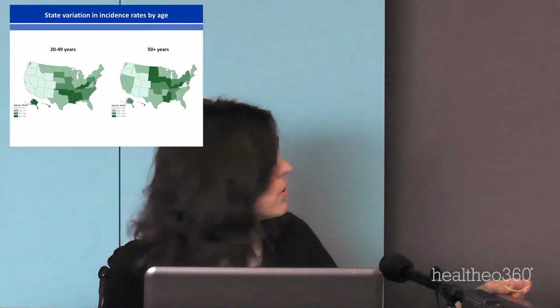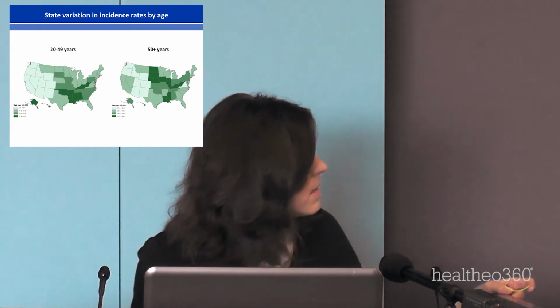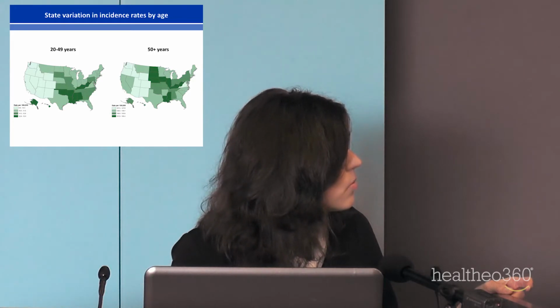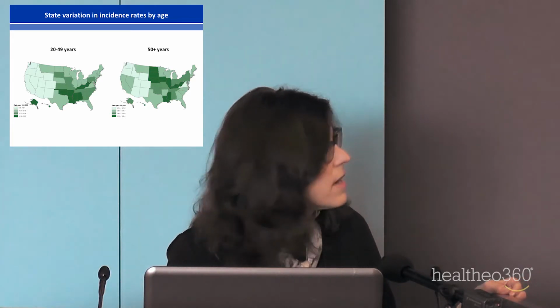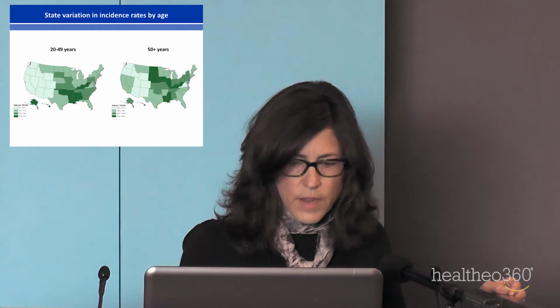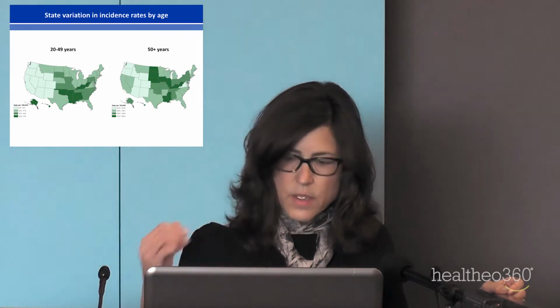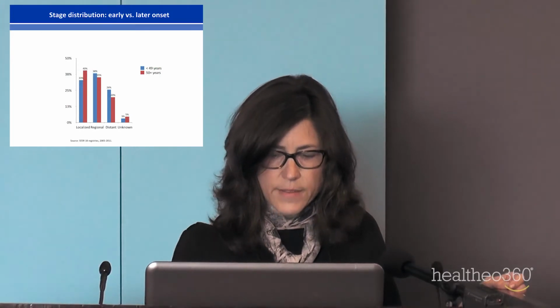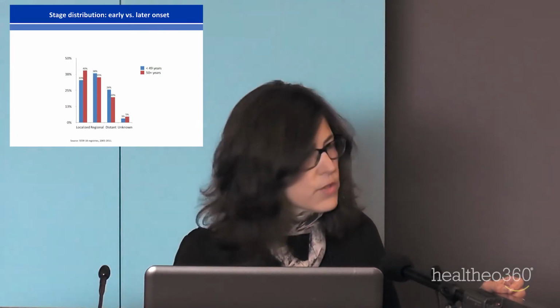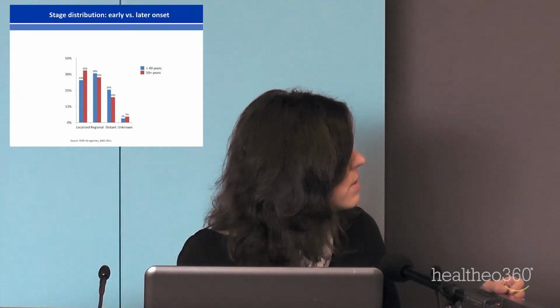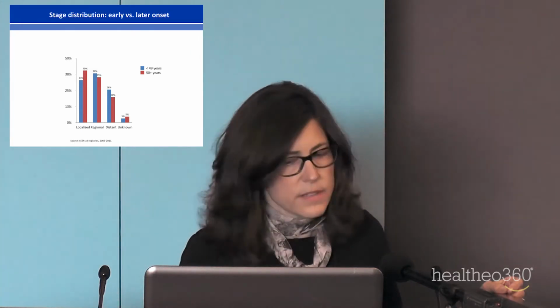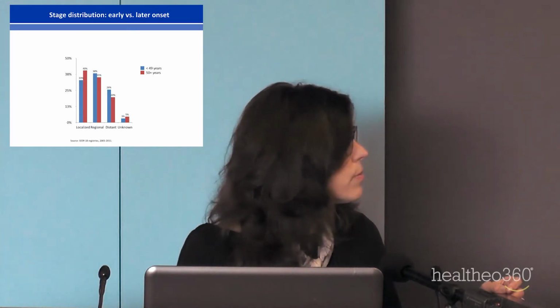So now we're going to move away from incidence. The next couple of slides are showing stage at diagnosis and survival. Here we have stage at diagnosis for young patients in blue and older patients in red. Only 33% of patients under 50 are diagnosed at a localized stage compared to 40% of older patients.